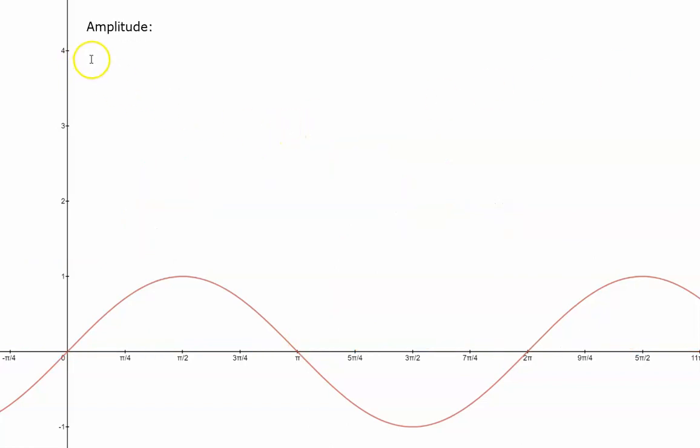Okay, next up is amplitude. Amplitude is maybe something you heard if you took physics and you were studying some sound or wave motion. But the amplitude is basically the height and depth of your function, or I guess, of the sinusoidal function.